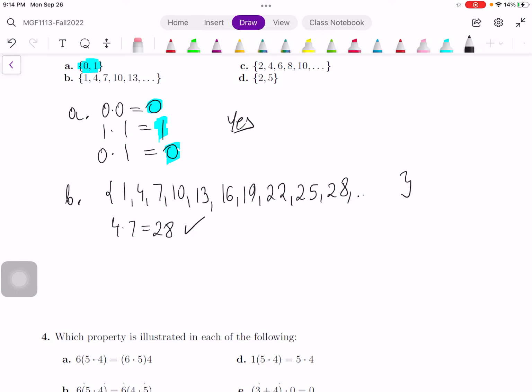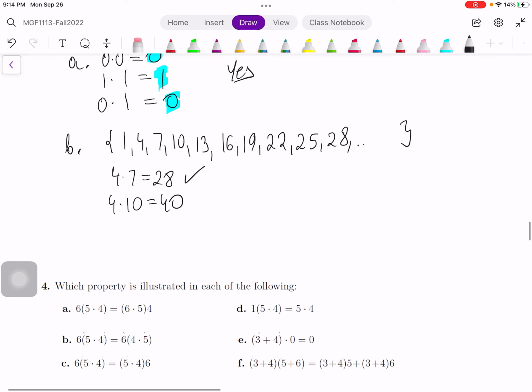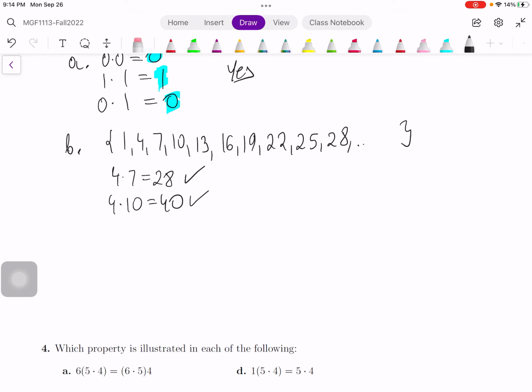What about, one can wonder, 4 times 10? Well, 40 will be in this set. Well, you would have to keep adding 3 and you would encounter 40 along the way. Okay, but it's not very convincing. One can say, okay, you just tried a few numbers and the result always turned out to be in the set, but it's not a guarantee that any other pair that you multiply will result in something that's back in the set. So what should we do?